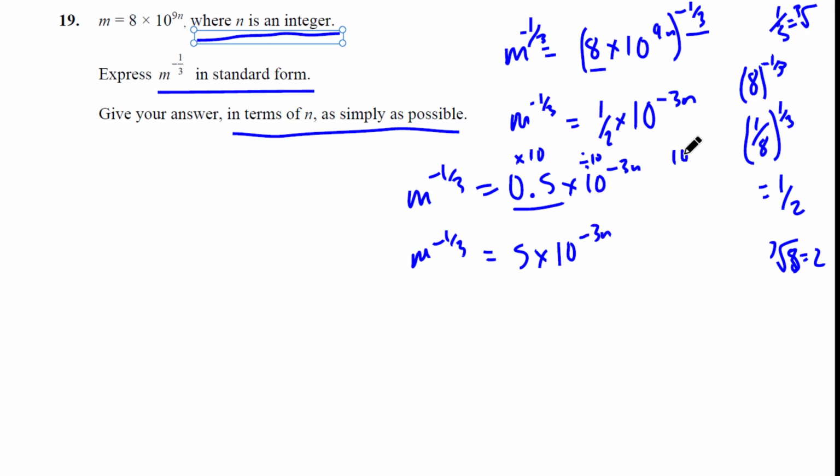Now remember, 10 to the power minus 1 is the same as dividing by 10. So if we are doing 10 to the minus 3n essentially times 10 to the minus 1, we add the powers, so we just add the minus 1 here, and that will give you the full marks.